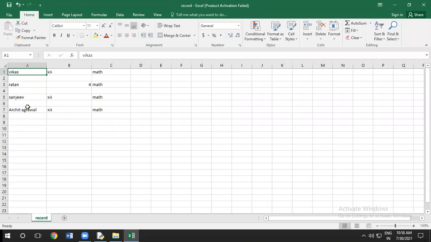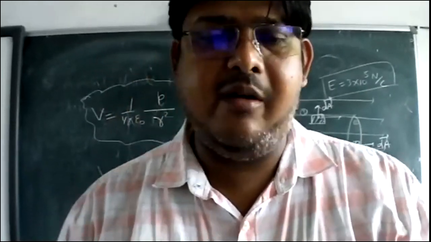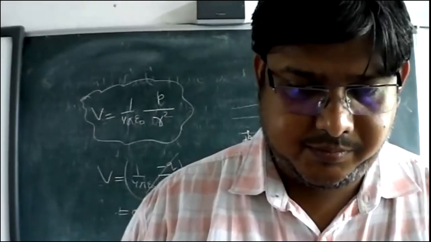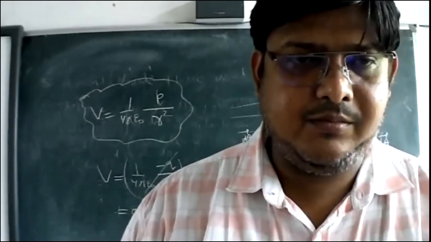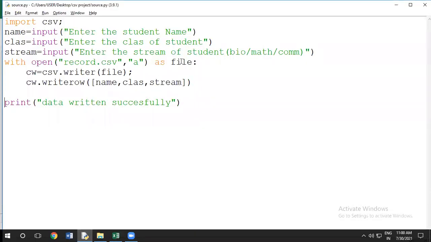But have you noticed that it is always creating one blank line? It always creates a blank line. Look here, the CSV file by default creates one extra line. So to stop that, whenever we open the CSV file, then we will write here a comma.